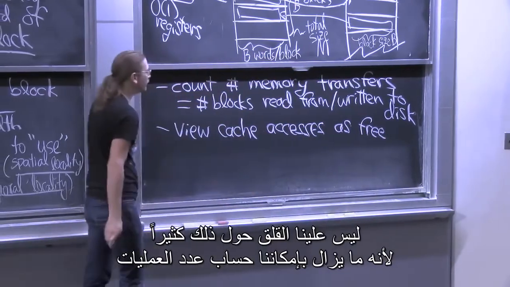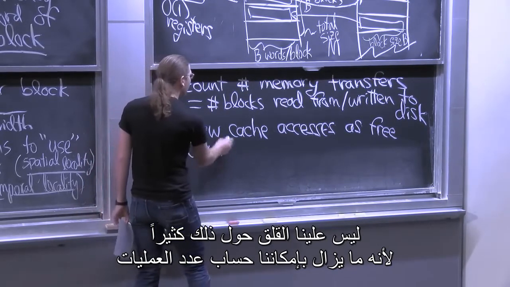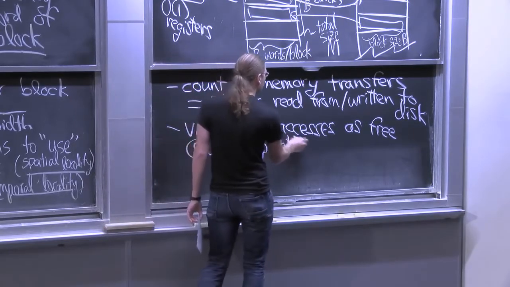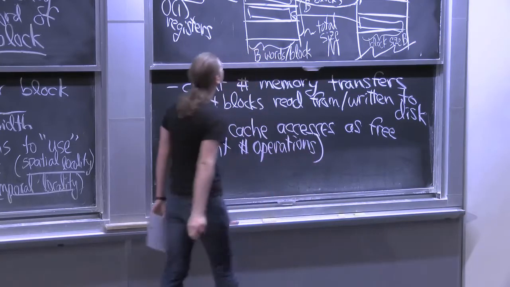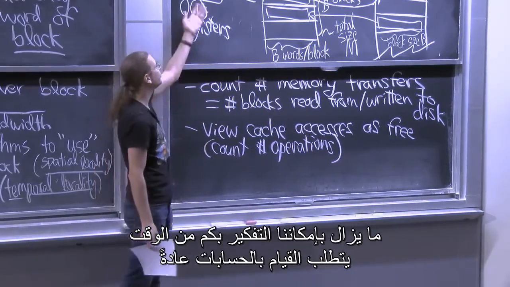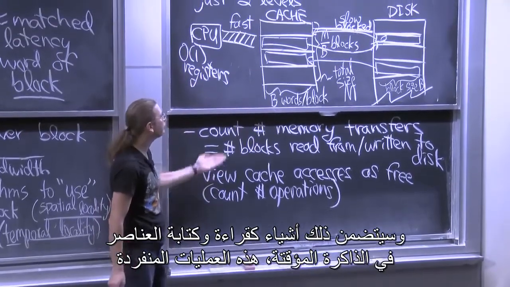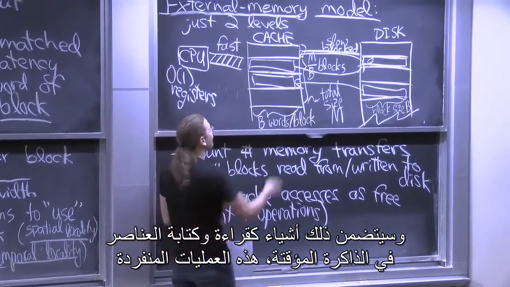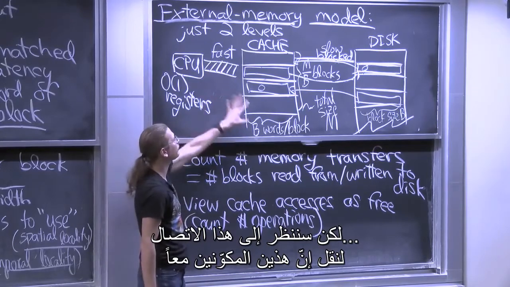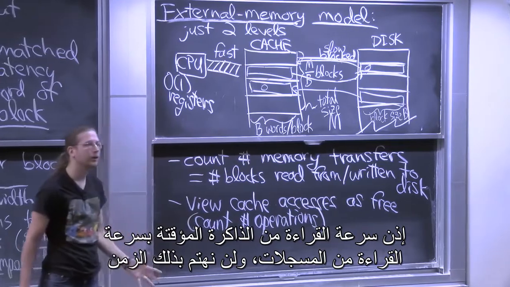You don't need to worry about that so much because we can still count the number of operations that we do on the computer, on the CPU. Okay, we still can think about how much regular time it takes to do the computation. How many comparisons, how many additions, things like that. And that would include things like reading and writing individual elements from cache. But we're going to view this connection, let's say these are on the same chip, so reading cache is just as fast as reading from registers. So we're not going to worry about that time.